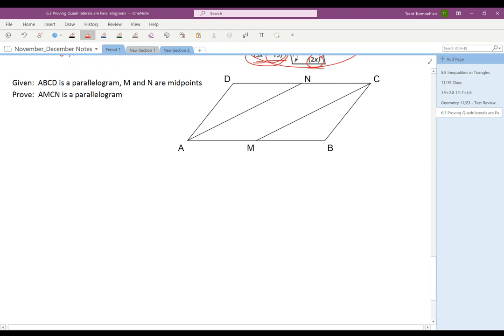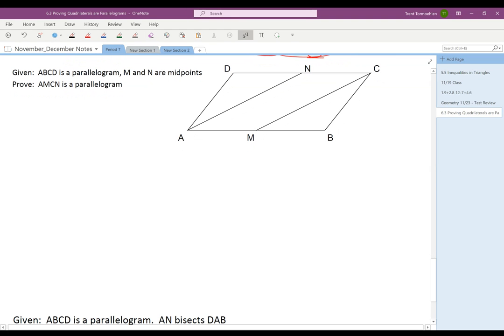All right, so a quick proof trying to show something's a parallelogram. For this one, you're given that ABCD, the big one, is a parallelogram and that these are midpoints. You want to show that the smaller one's a parallelogram. So we've got to think through all of the ways that we know how to prove something's a parallelogram.